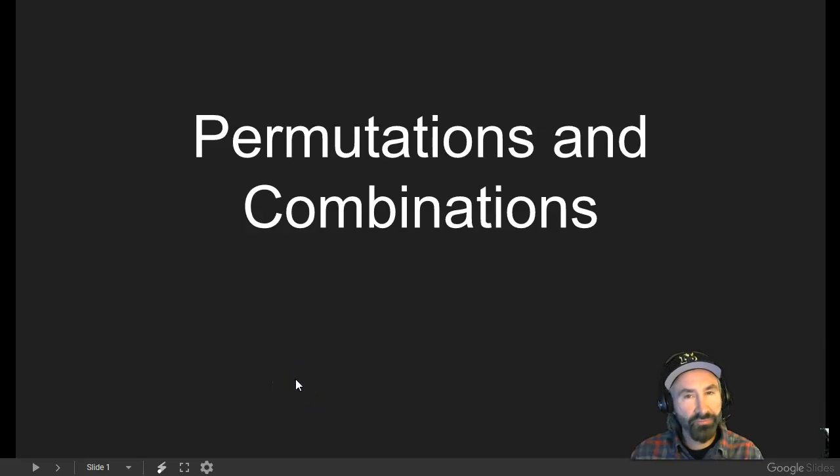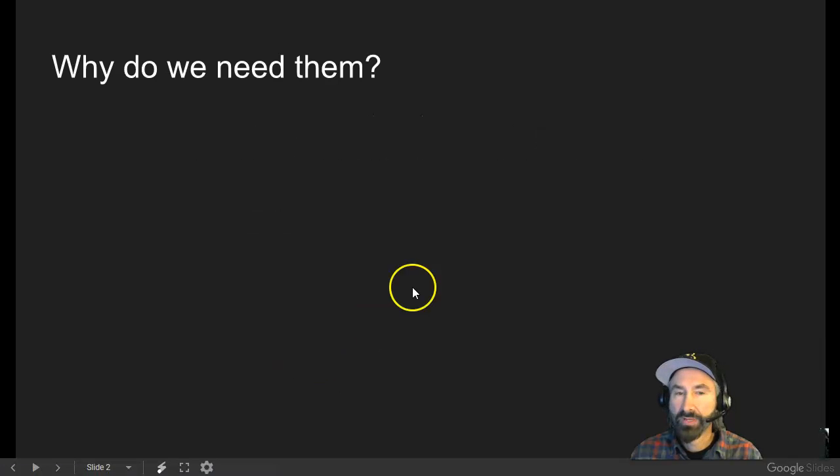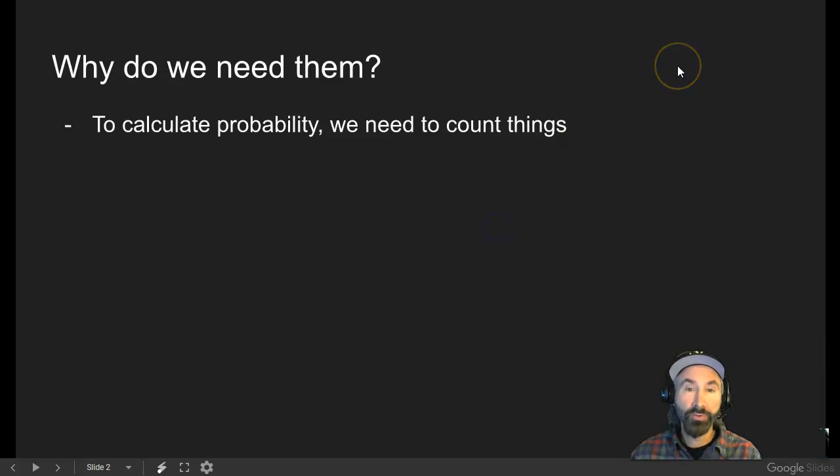This is a quick overview of the concepts of permutations and combinations. So why do we need them? Why do we care? Well, in order to calculate probability, we need to count things.